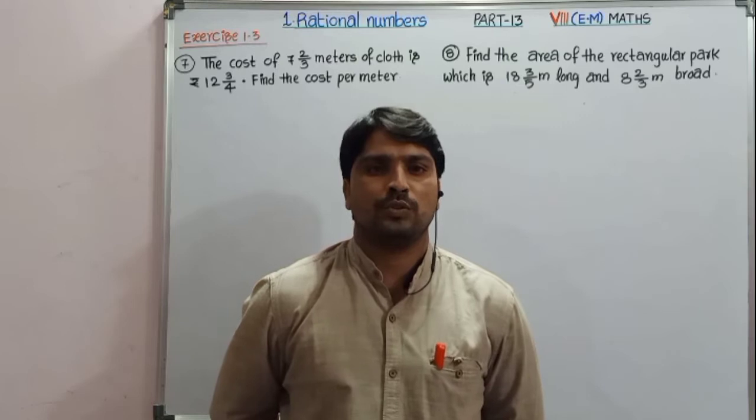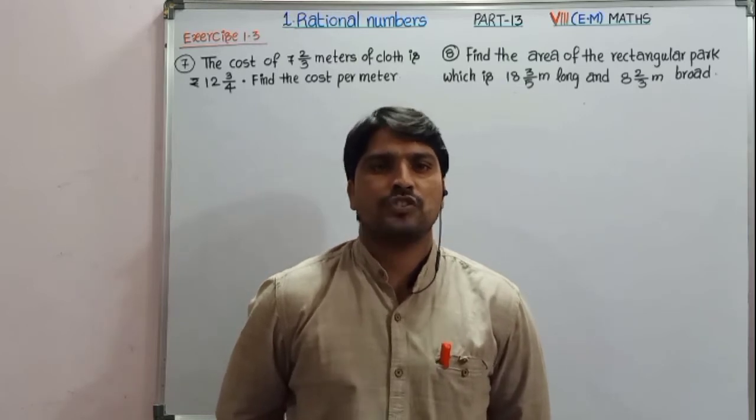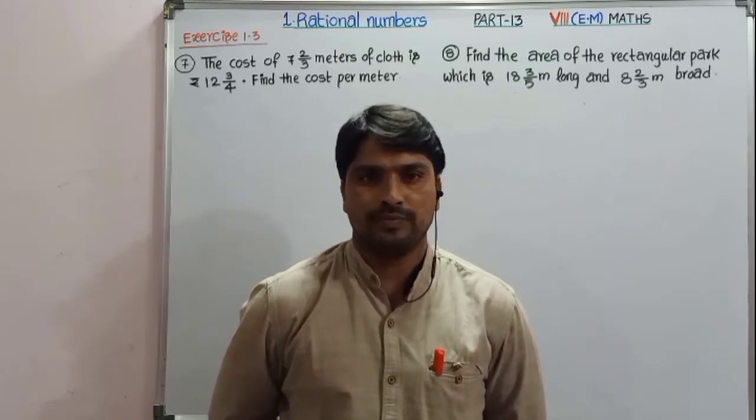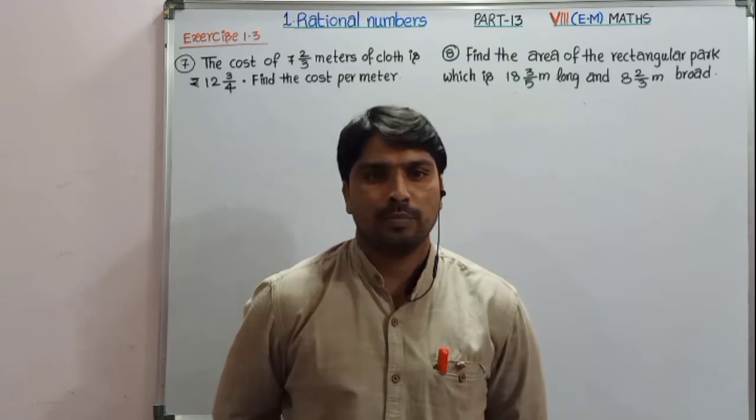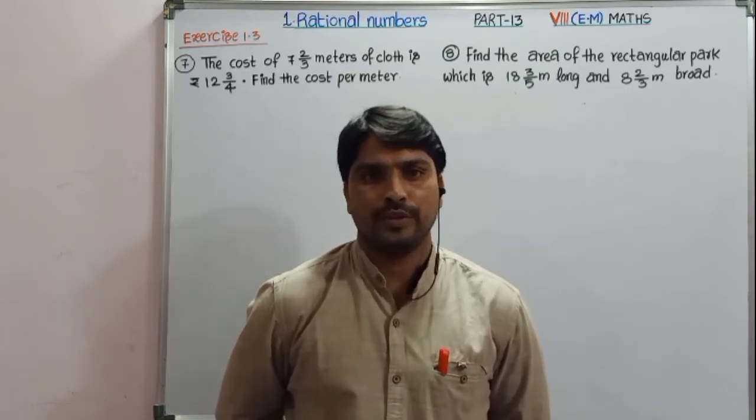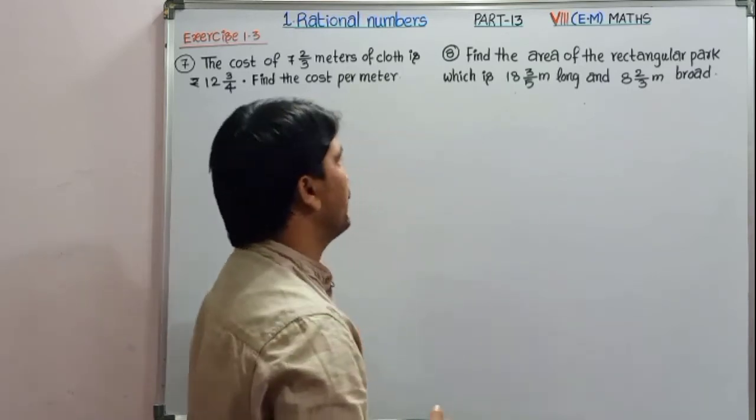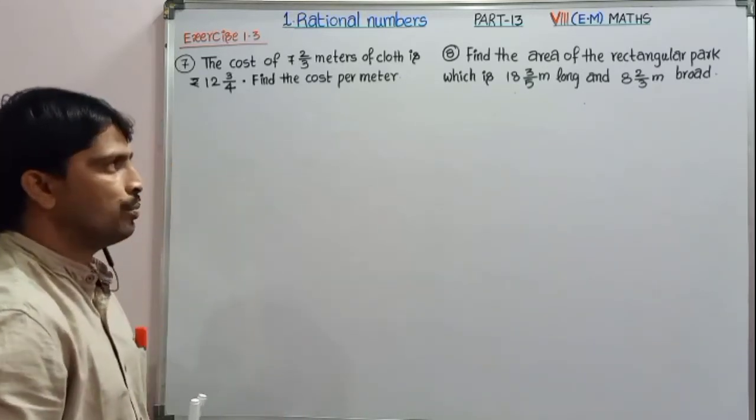Today we are going to look at part 13 of rational numbers, which is the last class of the rational numbers. With this class we will complete our first chapter, rational numbers. Let's start our class with question number 7 of exercise 1.3.